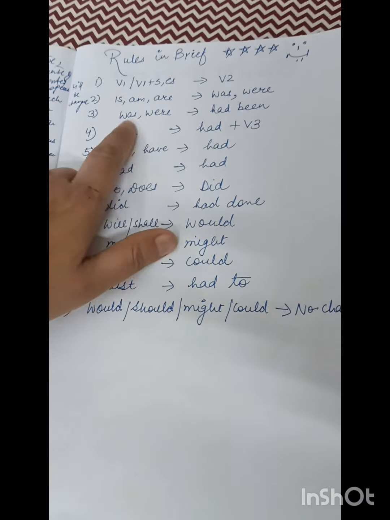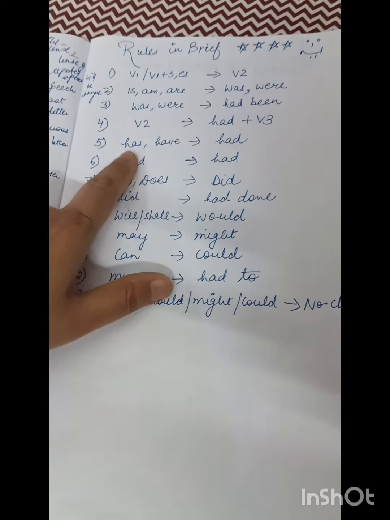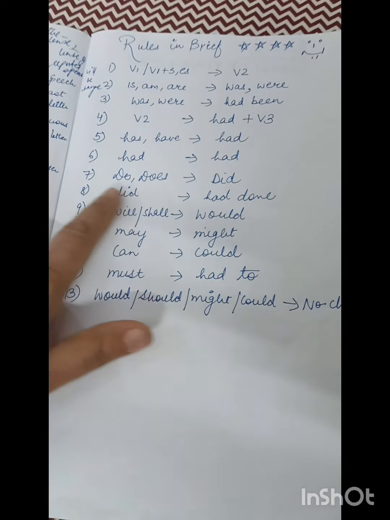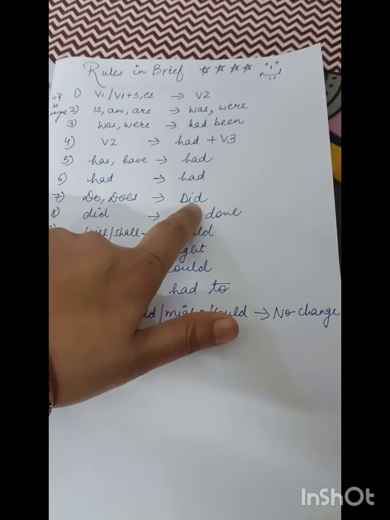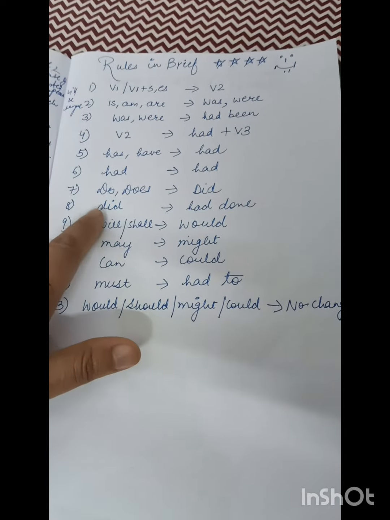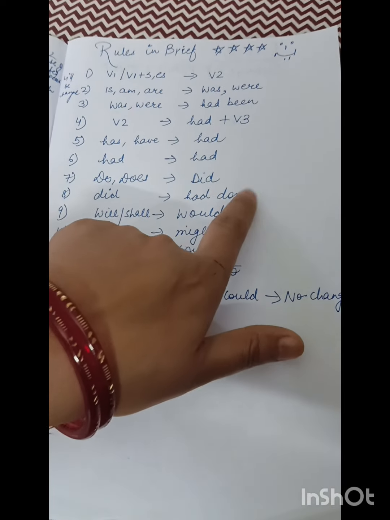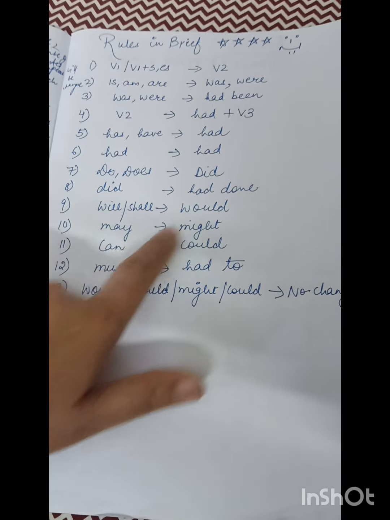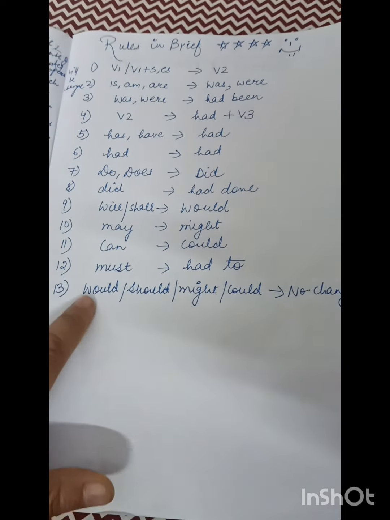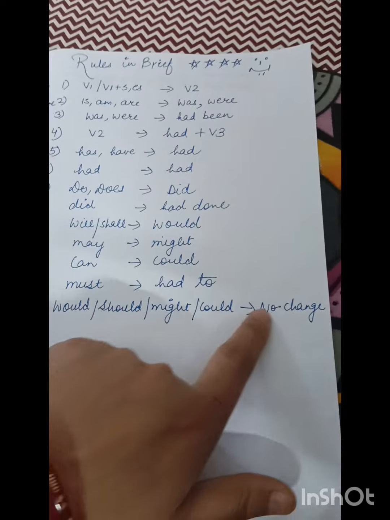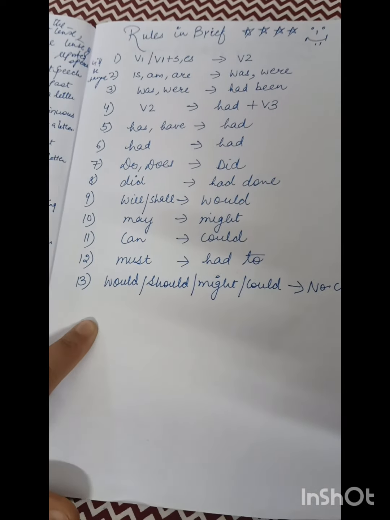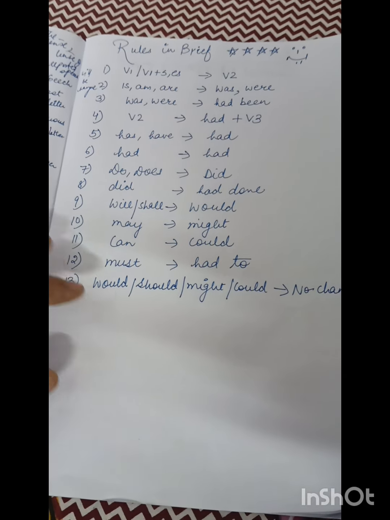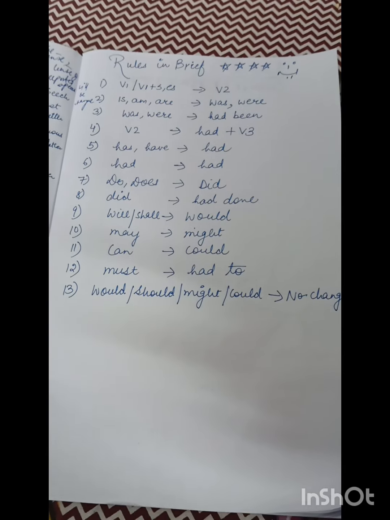Is/am/are changes into was/were, had plus been. V2 changes into had plus V3. Has/had changes. Do/does/did: V1 or V1 plus S/ES getting changed into V2. Did/had done: did is V2, and V2 is getting changed into had plus V3. Will, shall, would; may, might, can, could, must, had to: would, should, might, or could, there will be no change. If you remember all these 13 rules, I promise reported speech will be really easy for you. Let's proceed to the other rule.